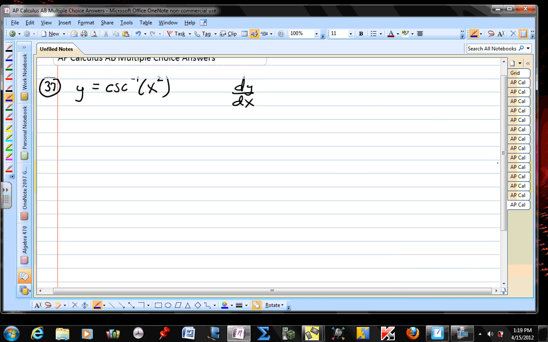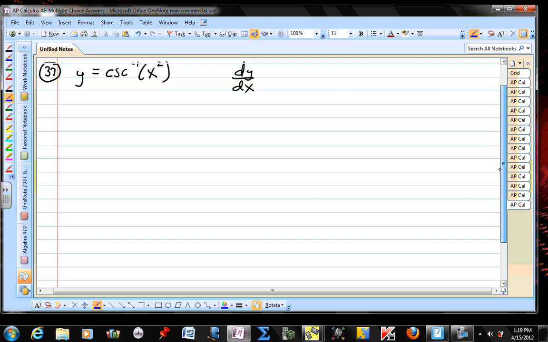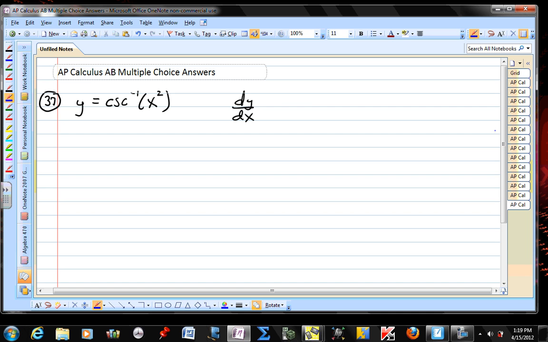Problem number 37, we're asked to find the derivative of the inverse cosecant of a function, or the arc cosecant of a function. So let's get to work. First, let's start by inverting.